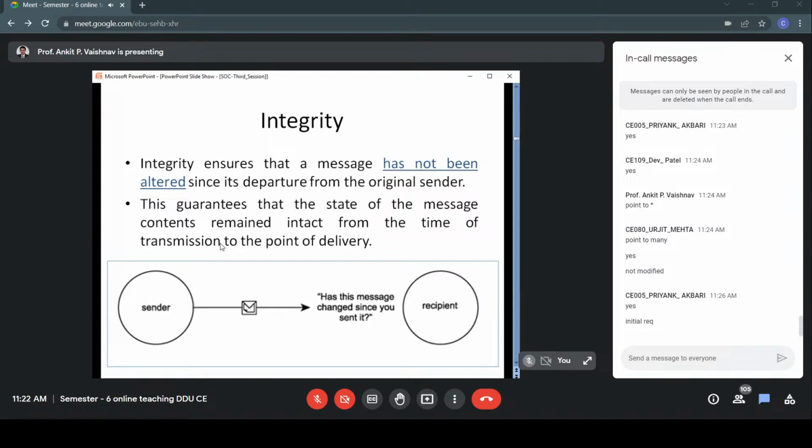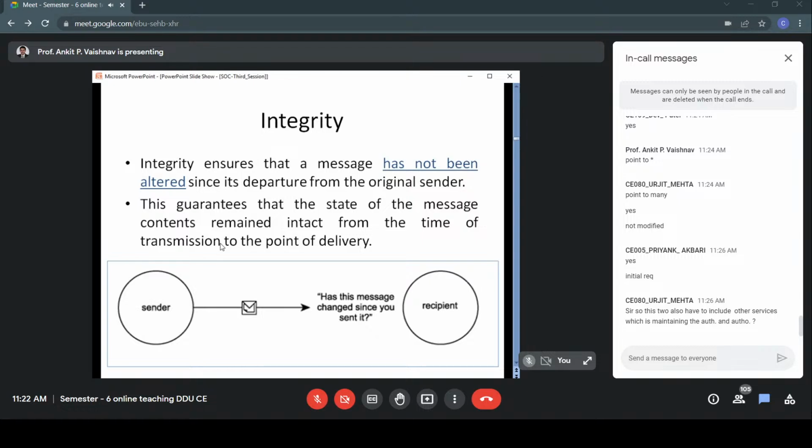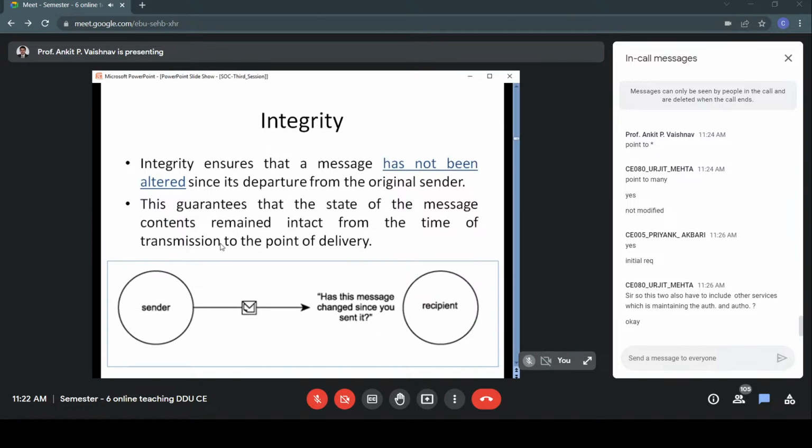From the time of transmission to the point of delivery, right? There are 2 points, or you can say 2 nodes. These 2 also have to include other services, which are maintaining authentication and authorization. Yes, they may include, right? It depends upon how many services your message transits through, right? Yes, right? Okay. So between 2 poles, your message is going to go. One pole is your sender and the other is the recipient.